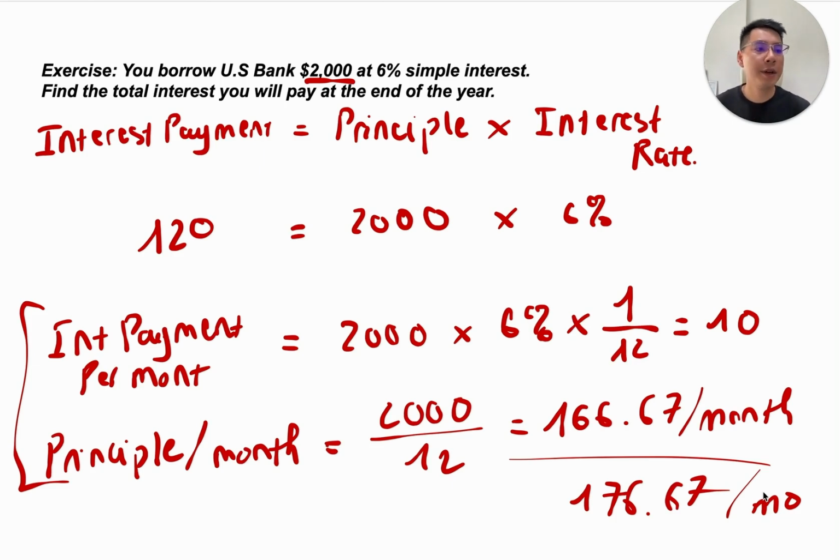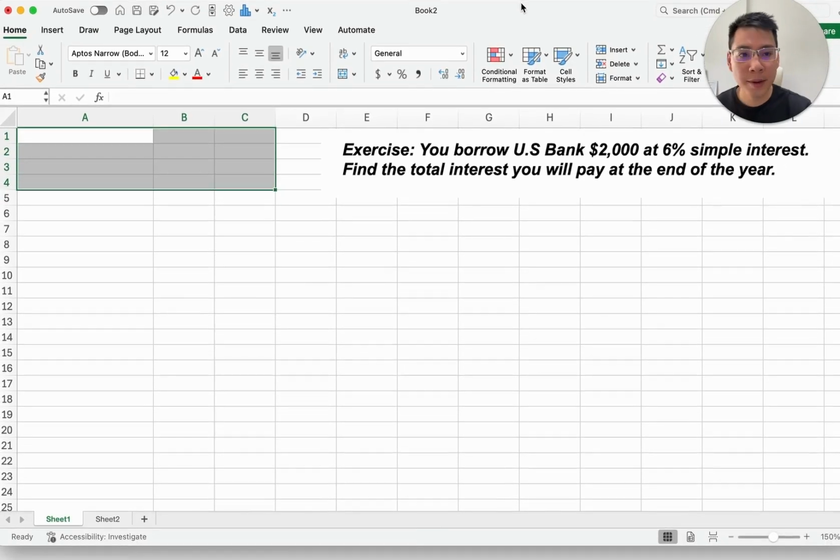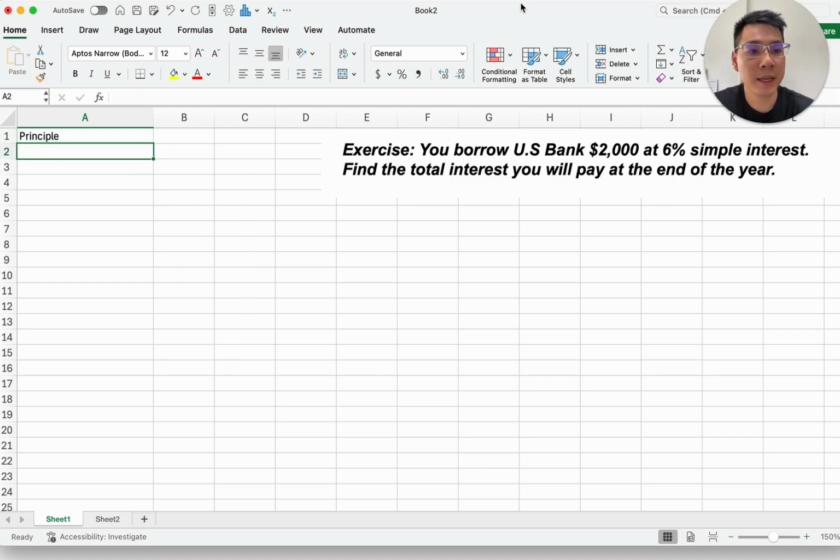Now, how do we put it into Excel? We want a system that we can put together, instead of doing it by hand all the time. The first thing you have to do is set up the problem: the principal, the interest rate, and also the interest payment.